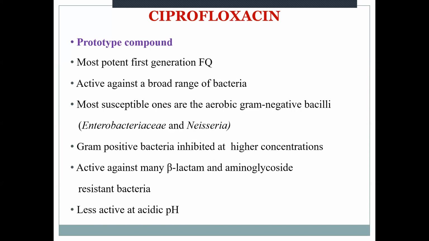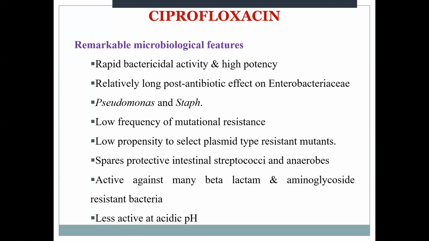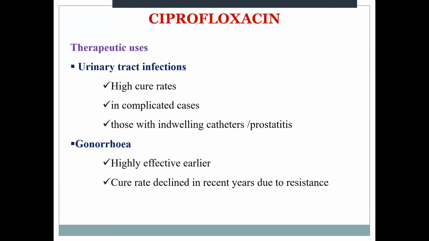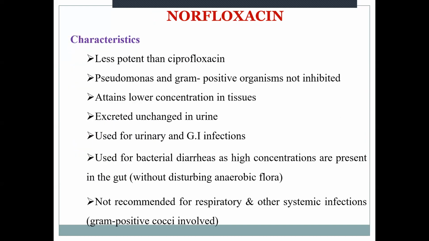The important points of ciprofloxacin: it is mainly effective for aerobic bacilli. Gram-positive bacteria are also inhibited. Most important, it is active against many beta-lactam and aminoglycoside resistant bacteria. It has a low frequency of resistance and rapid bactericidal activity with high potency. Now, since we have covered ciprofloxacin, we will go to the other compounds where we have to compare them with ciprofloxacin. I hope you are understanding.